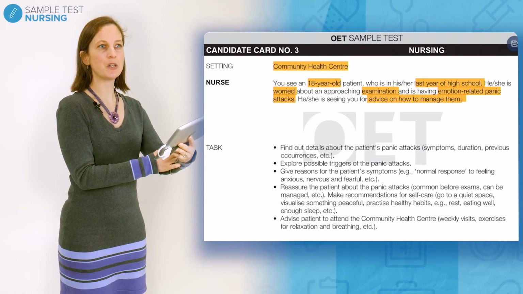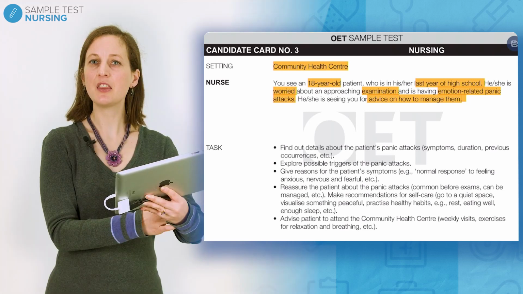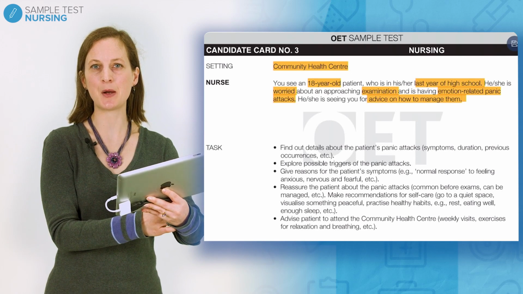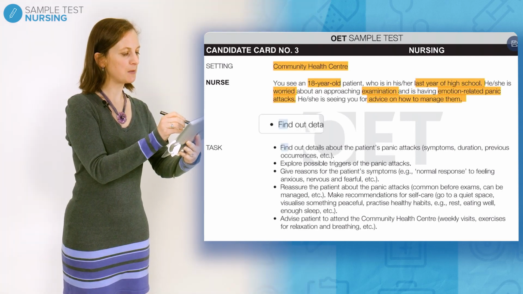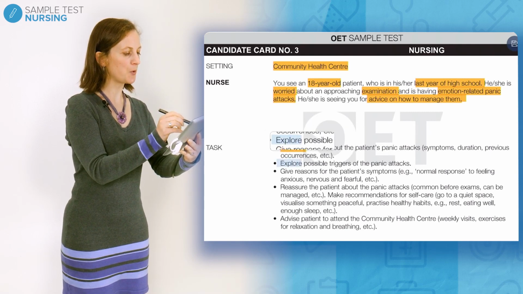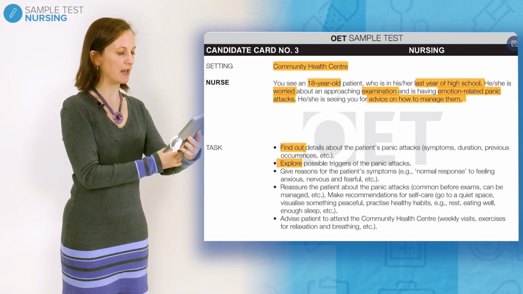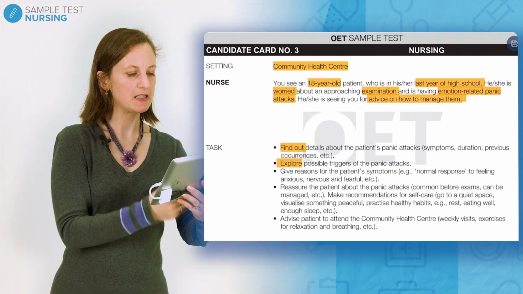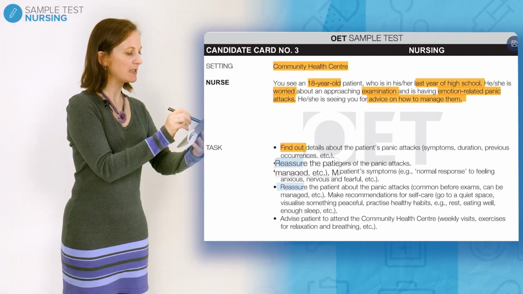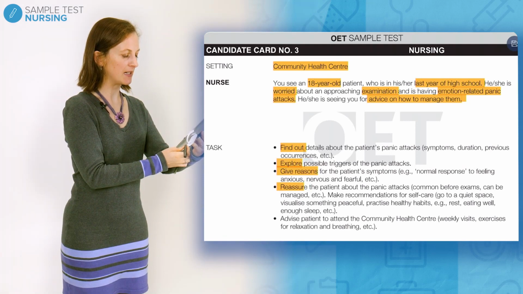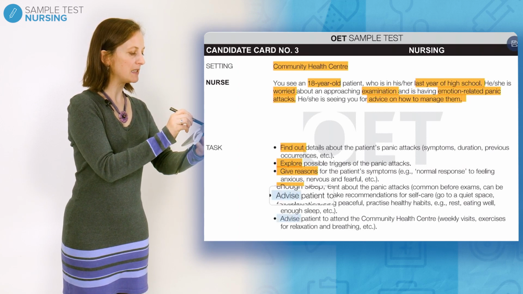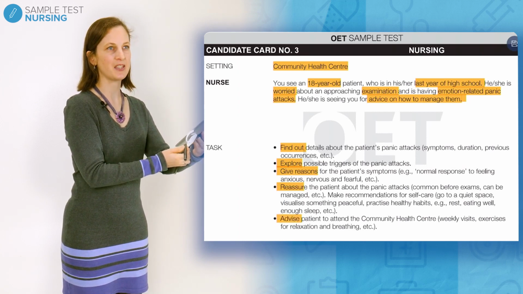Read the tasks to check what needs to be discussed in the conversation. The verbs starting each task are really important in helping me to understand what I will say and how I will say it. Find out means to ask the patient for details about their panic attacks. Explore means to talk with the patient about possible triggers for the panic attacks. Give reasons means to give the patient some explanation for why they have the symptoms. Reassure means to make the patient feel better about the panic attacks and giving them some recommendations for self-care. Advise means to suggest the patient attends the community health centre.